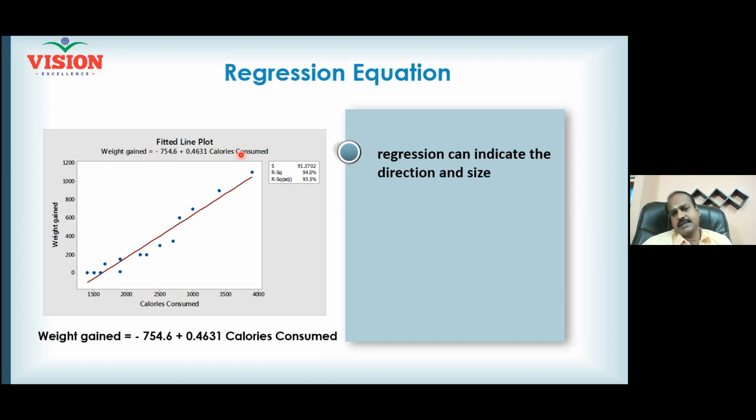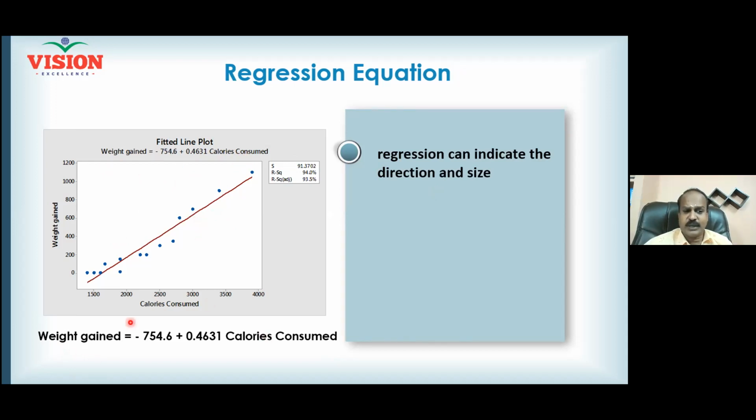So a regression equation can help you to understand the direction of the relationship and the size of the relationship. What is the direction of the relationship here? Positive or negative? Positive. And how can you understand the same thing using the regression equation?